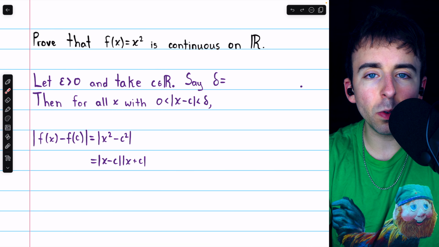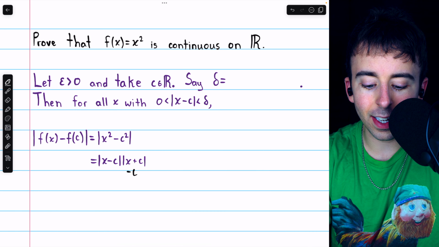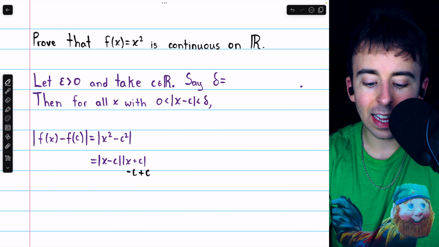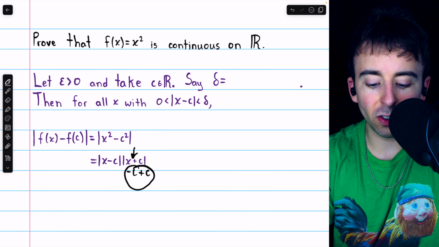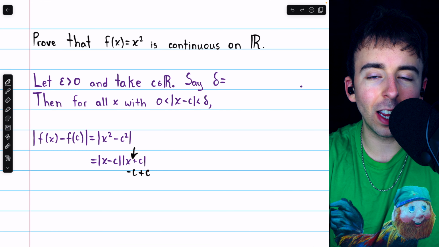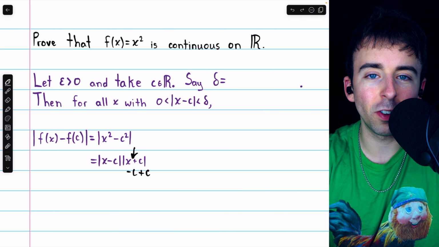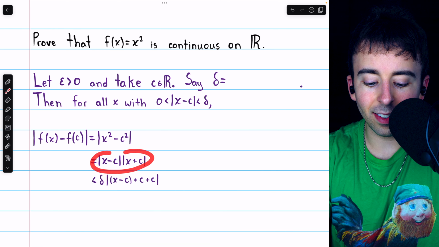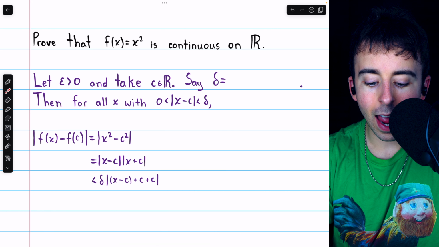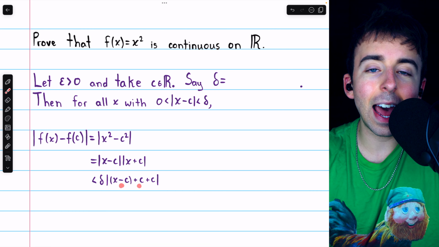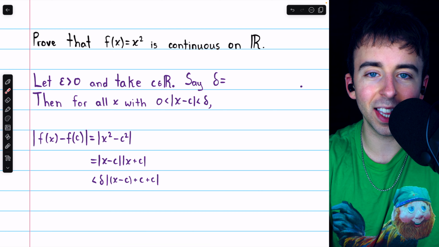Well, we can actually do something interesting here, which is to subtract c and add c inside these absolute value bars. Obviously, that's just adding 0, so we're not changing anything, but as you'll see, this actually will let us work with the expression a lot more easily. So this is less than, replacing the absolute value of x minus c with delta, and then we subtract c and add c in the absolute value bars. We're not changing anything at all by doing that.